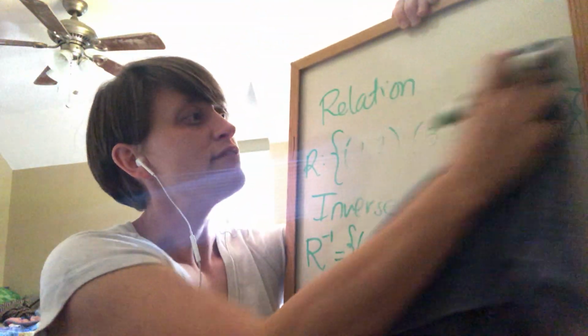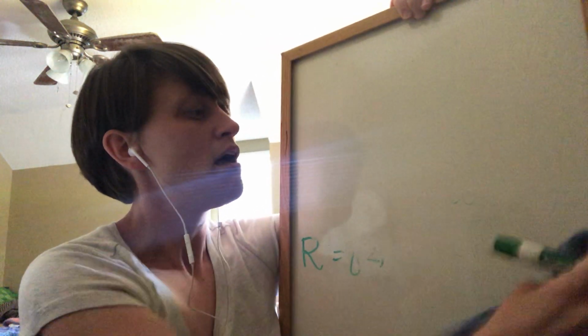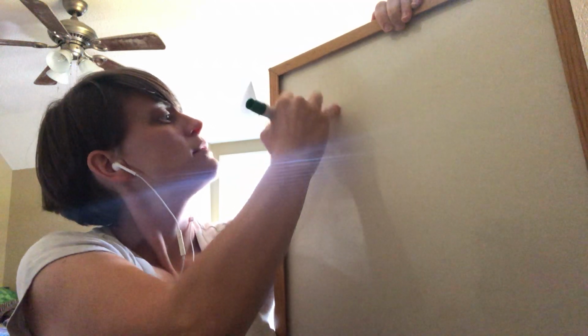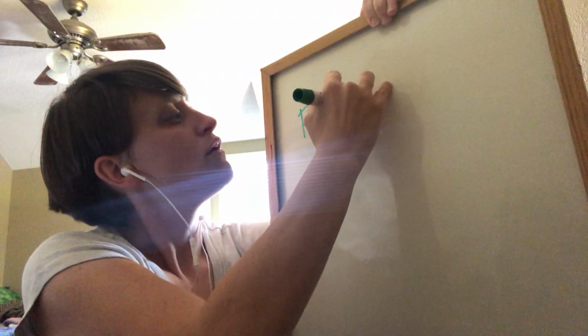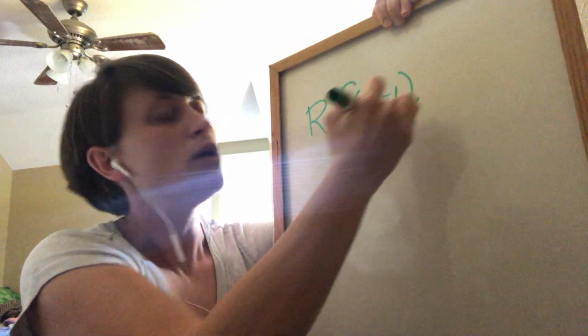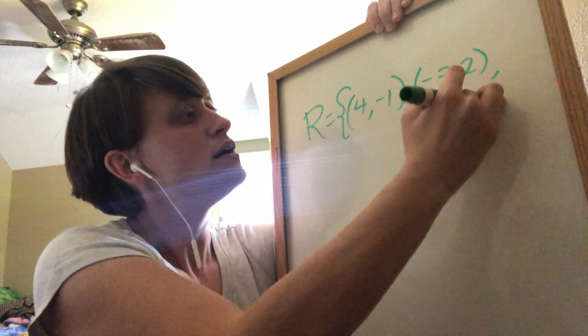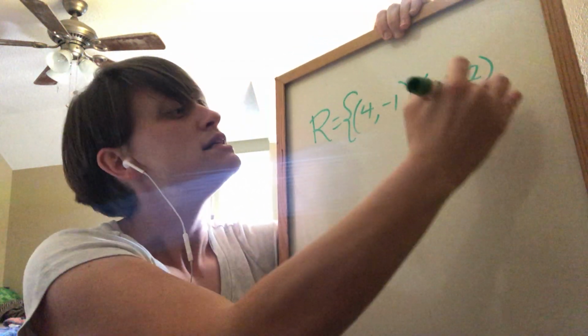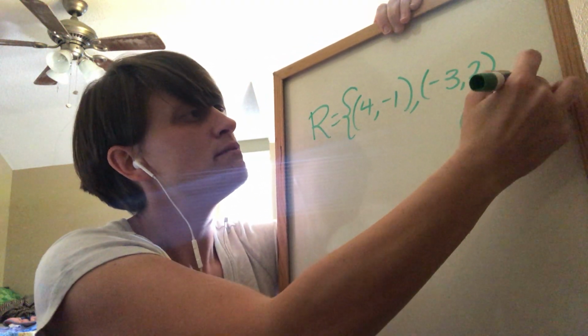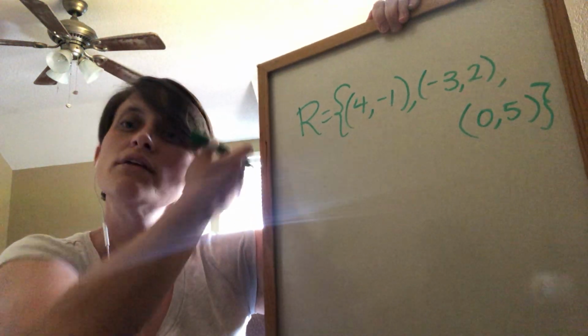Okay, so we'll do that first example that we have written in the notes just to get the hang of what we're doing if we're given a list of ordered pairs. So let's say we've got the relation that's written in the notes. Our ordered pairs are (4, -1), (-3, 2), and I ran out of room, (0, 5). Okay, so there's our relation R.